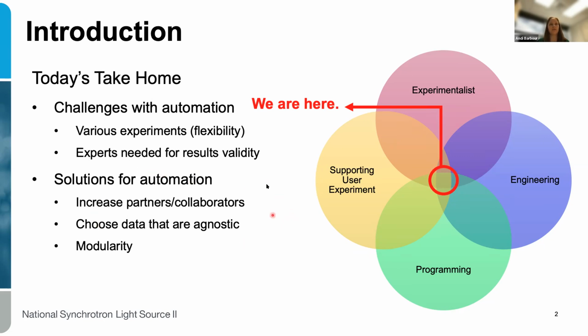Additionally, increasing partners and collaborators for automation helps to address the challenges in terms of the amount of work that needs to be done and the amount of more data we produce. And it's worth thinking about what the best data format is, like the units that you want to use, and also modularity, and not just make a large monolithic thing that is very difficult to address.